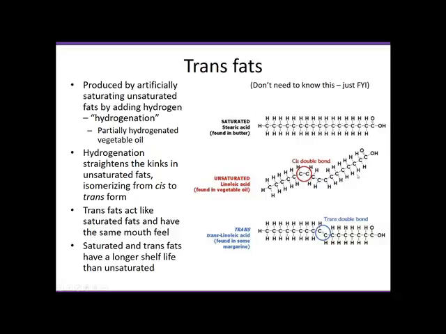So they do the same thing as saturated fats, which is up your cholesterol, clog your arteries, right? Trans fats are nasty. Now, why do we use them then? Well, trans fats, again, act like saturated fats. Saturated fats have a much longer shelf life, right? They last much longer. So trans fats not only increase the shelf life of things, they also have a better mouthfeel.